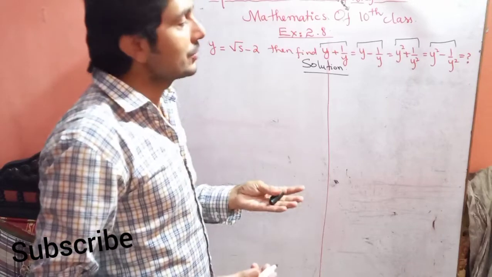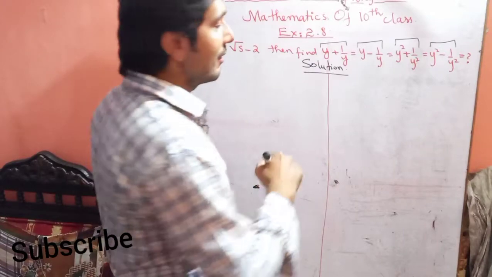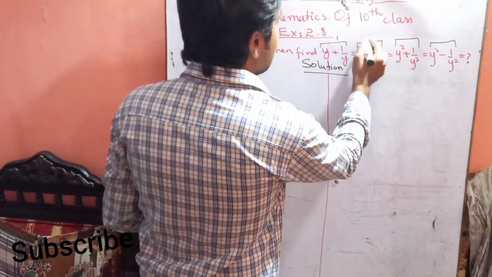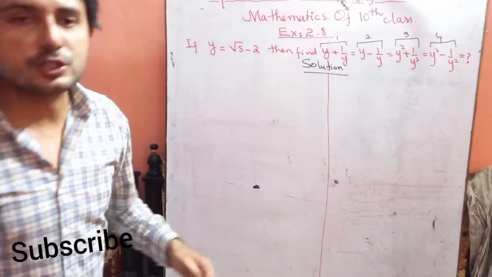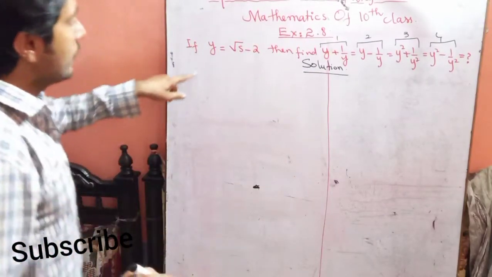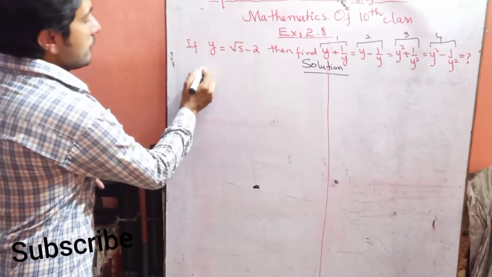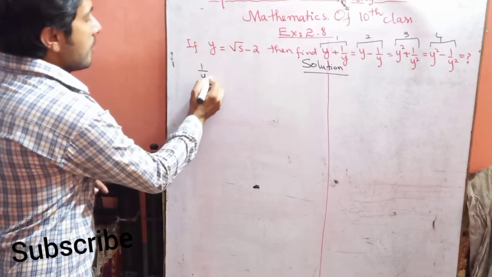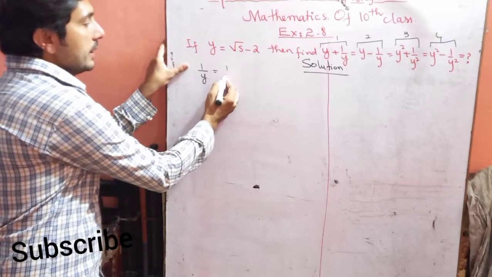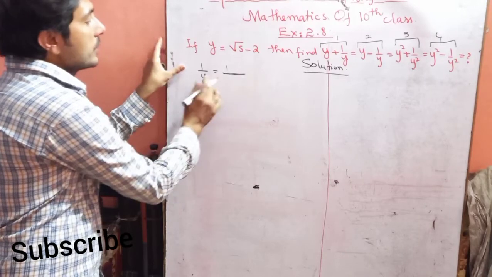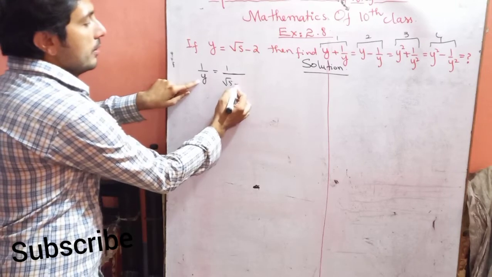We will learn the procedure to solve the four problems in a single way. So this is the first thing that we have to determine, then the second, the third, and the fourth. We have written down the solutions there. If you can see here, y is equal to under root 5 minus 2. So first of all, we have to find out 1 upon y. We write this 1 as same, and then write down the value of y, that is under root 5 minus 2.